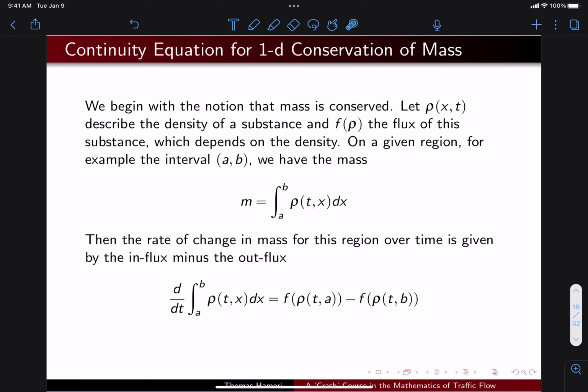Well, if I say I'm only interested in the total mass of cars from A to B, then what is going to be true? The rate of change of the total number of cars which are between A and B is going to be changing according to the rate at which they enter, that's the flux at point A, minus the rate at which they are leaving. Okay, so what can we do now?